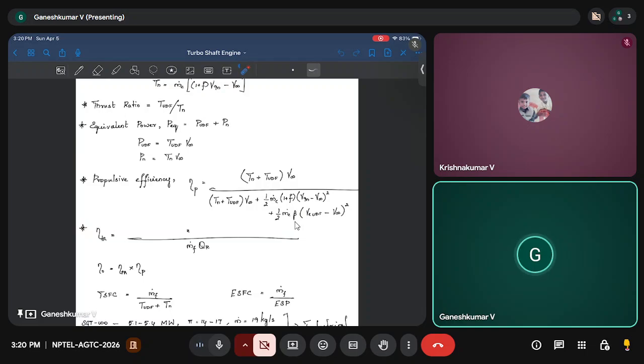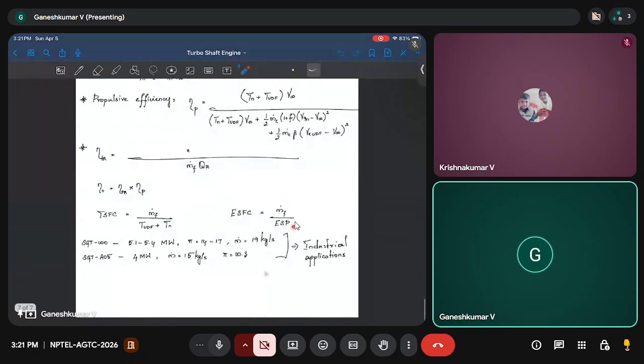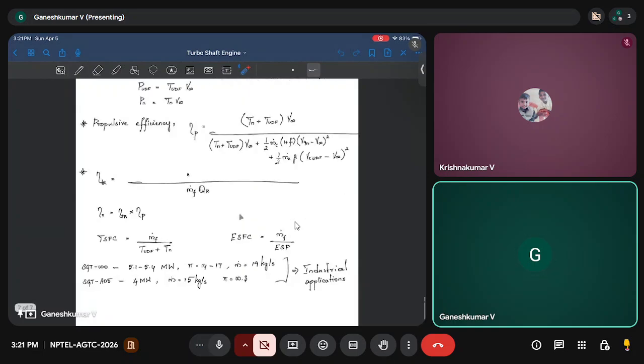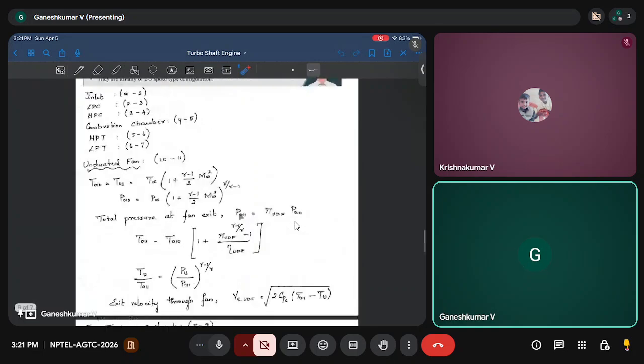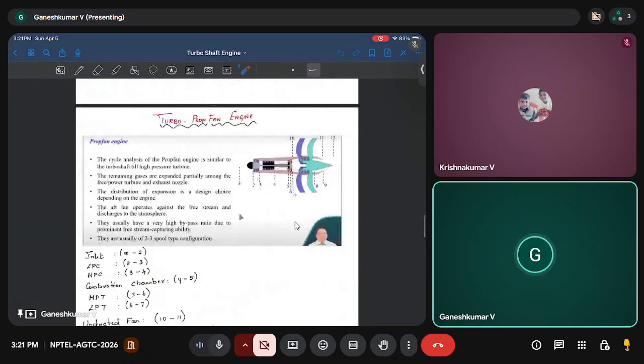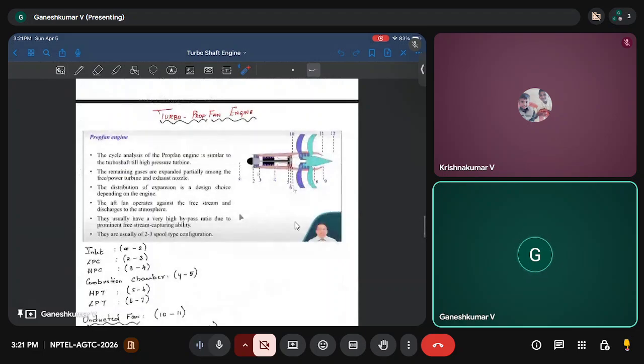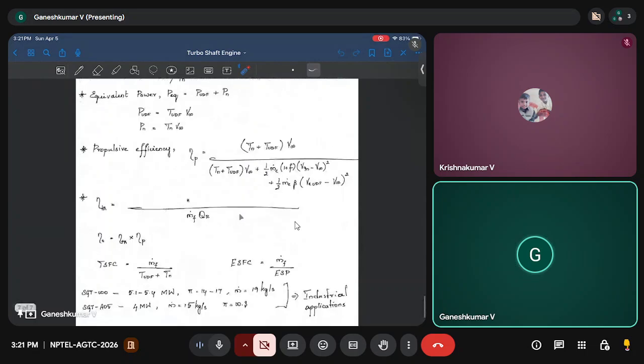Finally, you also have TSFC, which is m dot f divided by (T UDF plus T N). We also know the equivalent shaft specific fuel consumption, which is based on the equivalent shaft load. That we studied for a turboprop engine. So you can find both specific fuel consumptions. These are the important performance parameters for the prop fan engine. Okay. All right. I hope it is clear for both the turboshaft and turboprop fan engines.